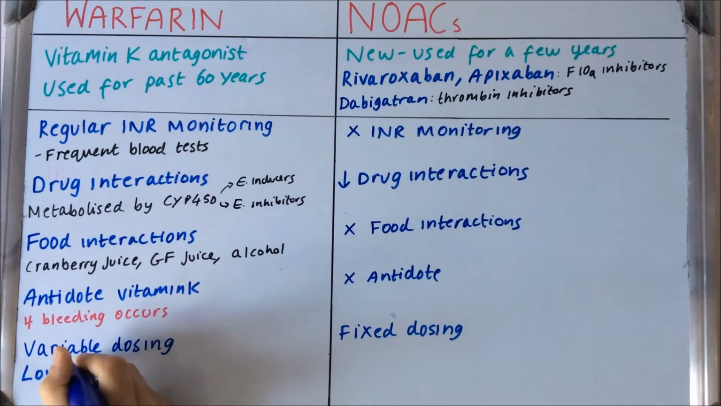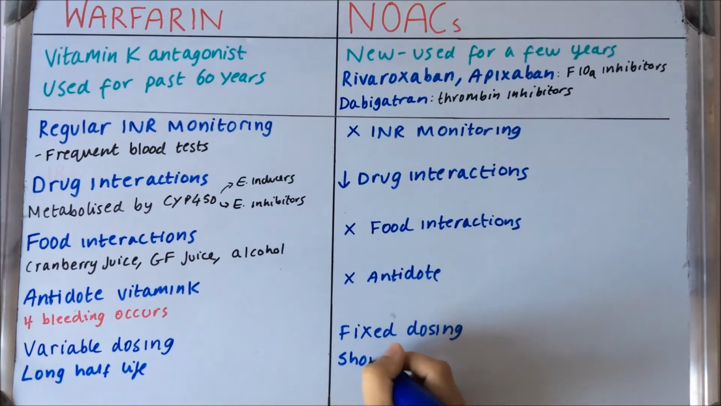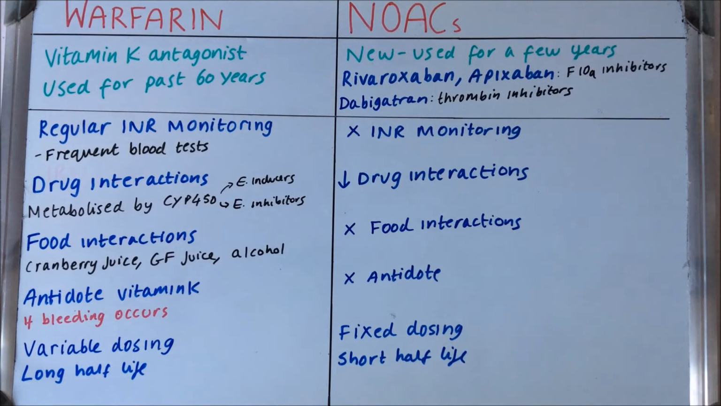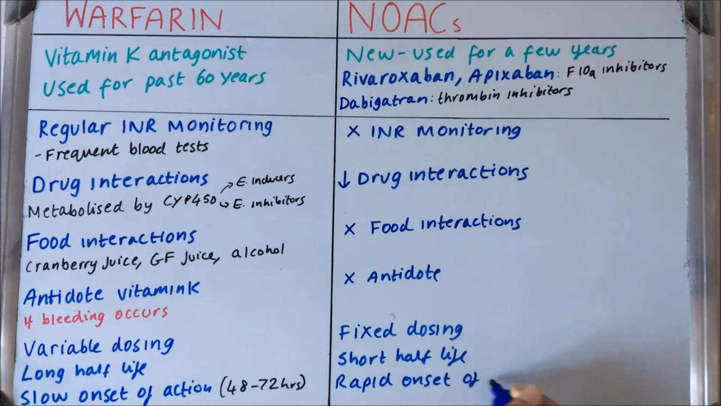Warfarin has a longer half-life. This means that it acts for longer periods of time compared to NOACs. As NOACs have a shorter half-life, they act for a much shorter period of time, so if you miss a dose, you're not protected. Warfarin has a slow onset of action. It takes 48 to 72 hours for the effects to take place. Compared to this, NOACs have a rapid onset of action, taking only 1.5 to 3 hours for effects to take place.